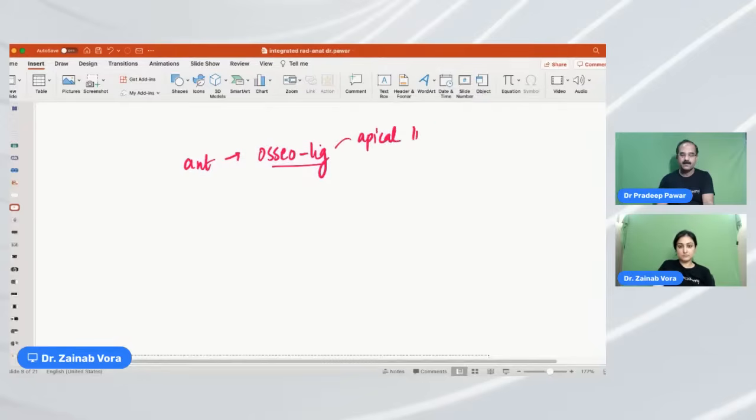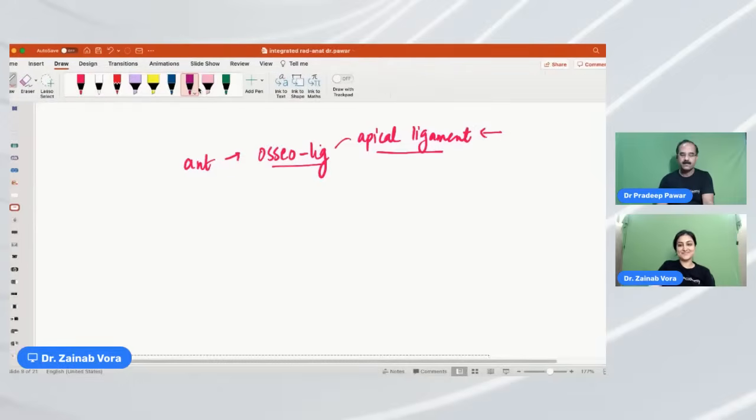Students, this apical ligament of dens is a remnant of, anyone? Apical ligament of dens is a remnant of. Yes, answer this. Notochord. It's a remnant of notochord.